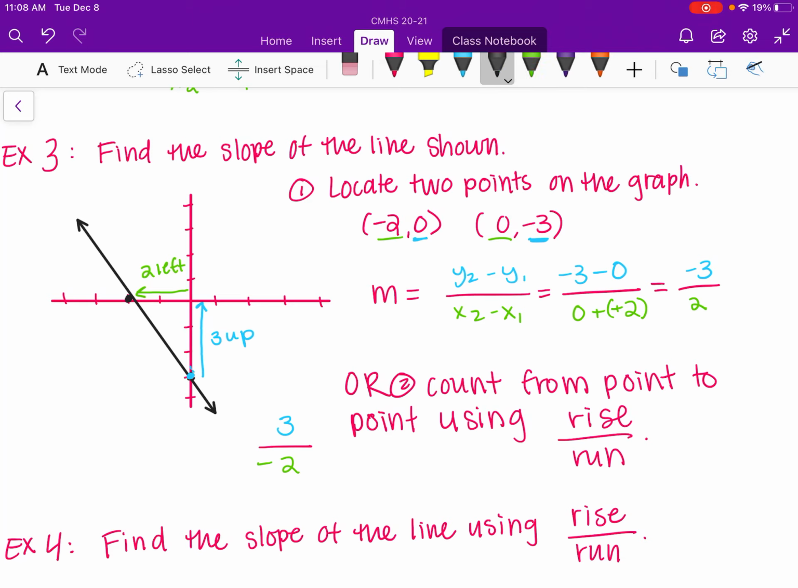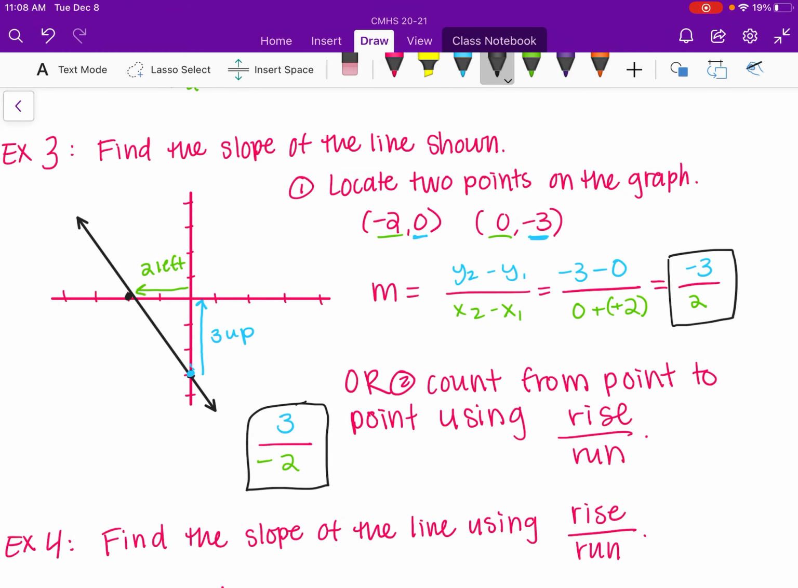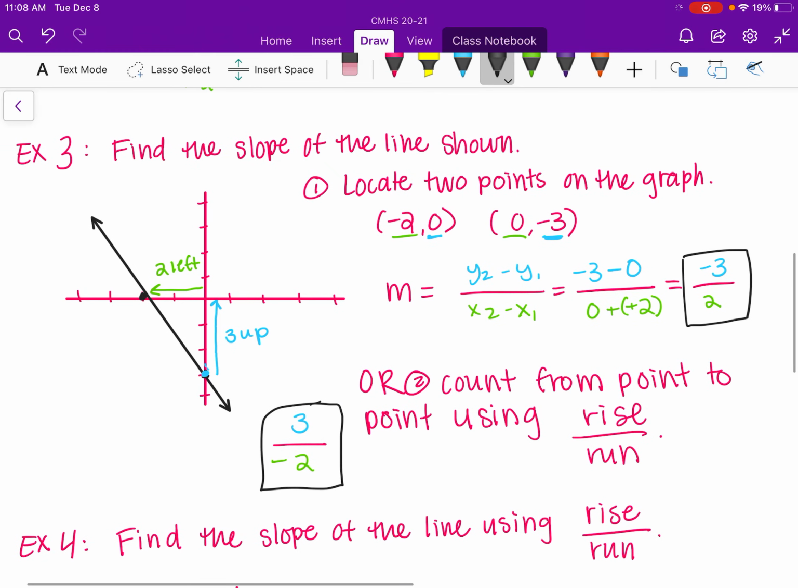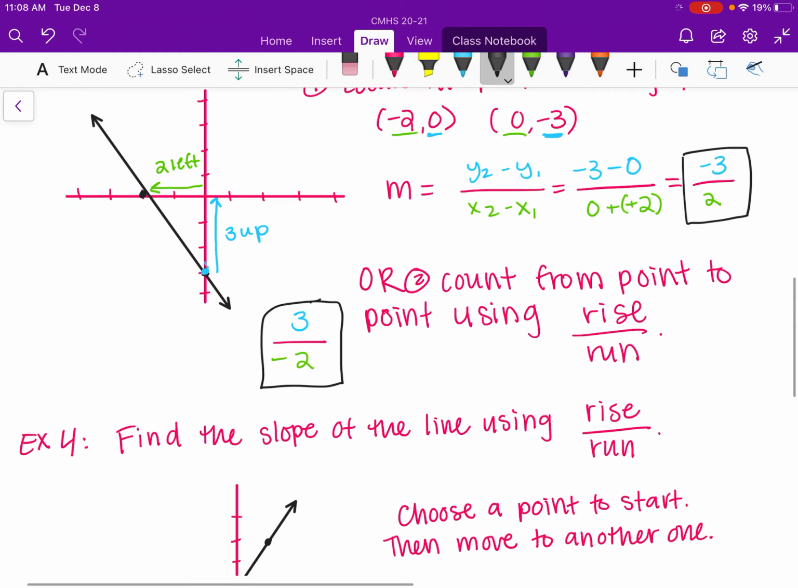So -3 over 2. You might say, Miss Powers, this and this are not the same. But I would like to say, yes, they are. It doesn't matter if you have the negative in the top or bottom. This and the 2 black boxes are the same exact thing.